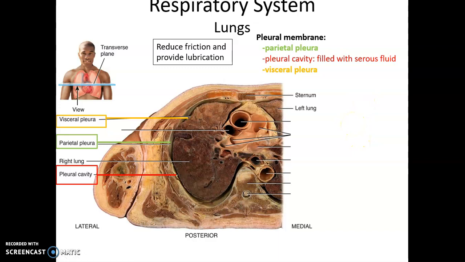The function of the pleural membrane is to provide lubrication to the lungs and to reduce friction, because as the lungs constantly expand and contract, they are rubbing against the thoracic cage, the rib cage, and that is going to lead to friction, which will damage the lungs. But with the pleural membrane present, that helps to reduce the friction the lungs experience as they expand and contract.